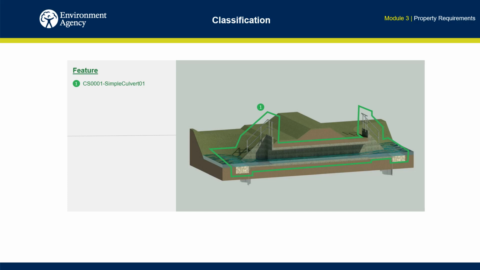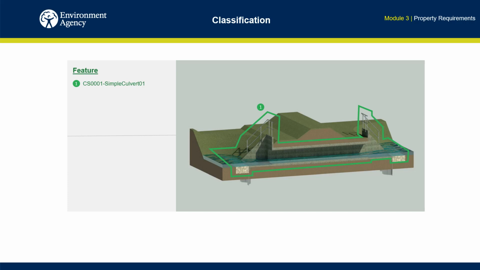Here we have an example of a simple culvert, which is classified as a feature. It has been given an asset reference of CS0001 and assigned a human readable name of Simple Culvert 01. The asset reference follows the format defined in the Data Requirements Library, assigned to a simple culvert. The name is a customizable entry used to easily identify the feature.